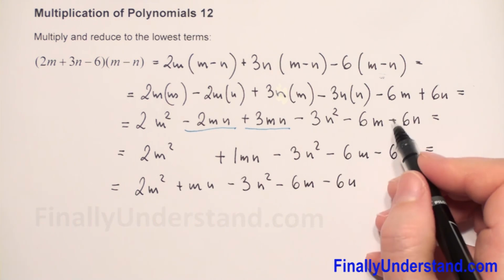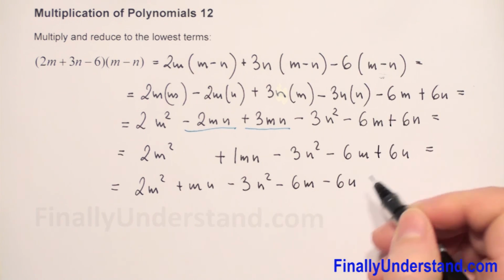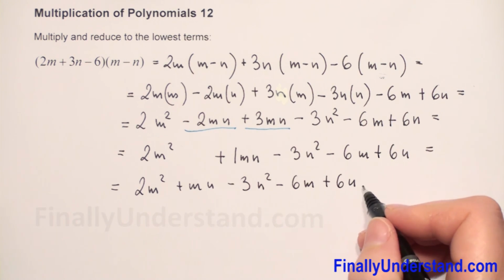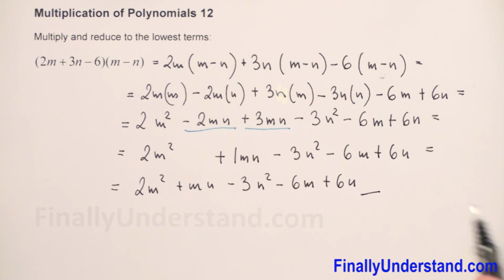Of course we have plus here, plus 6n, so it will be plus 6n. This is my solution.